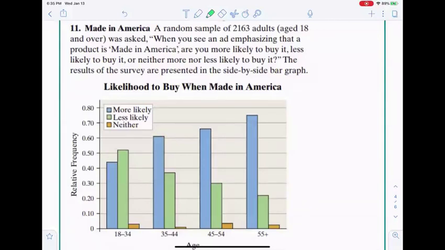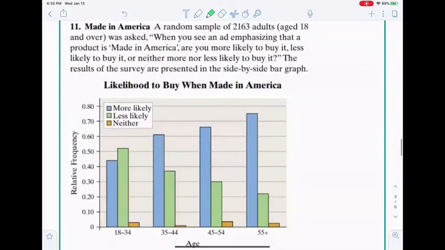So a random sample of 2,163 adults aged 18 and over was asked, when you see an ad emphasizing that the product is made in America, are you more likely to buy it, less likely to buy it, or neither more nor less likely to buy it? So the result of the survey is presented in this side-by-side bar graph.